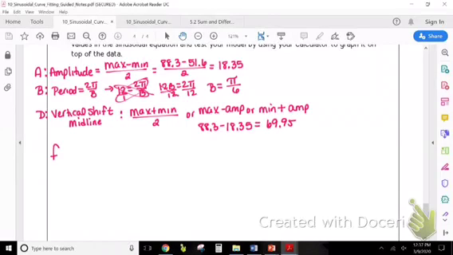So for my equation, we know A, right? What is A? 18.35. I'm going to write it like this. Y equals 18.35 sine, parenthesis. They said they wanted B inside the parentheses. So what is B? B is pi over 6. X minus, we don't know C, do we? So just put minus C. And then what is D? Plus 69.95.